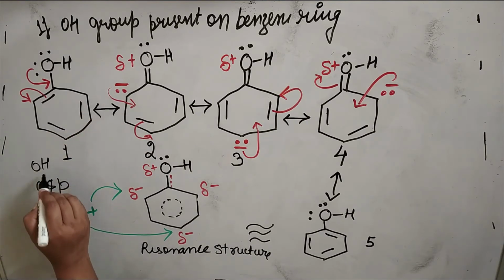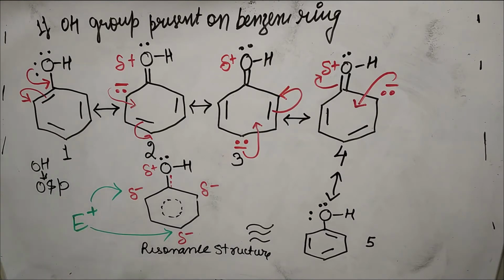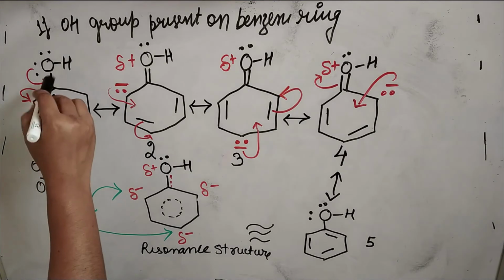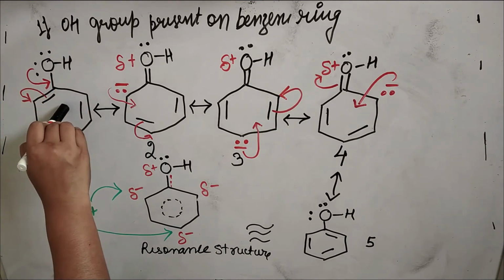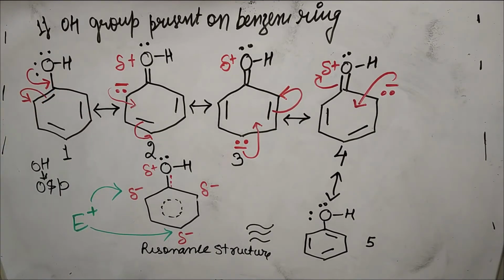This OH group is an ortho and para directing group, and it is activating in nature because it is giving electrons to the benzene ring, and it will make the benzene ring react faster with the electrophile. So basically it is activating the benzene ring. So here we can say phenol is an ortho para directing group.